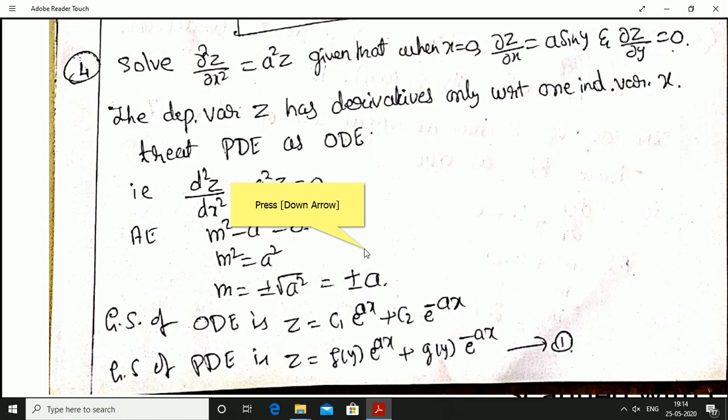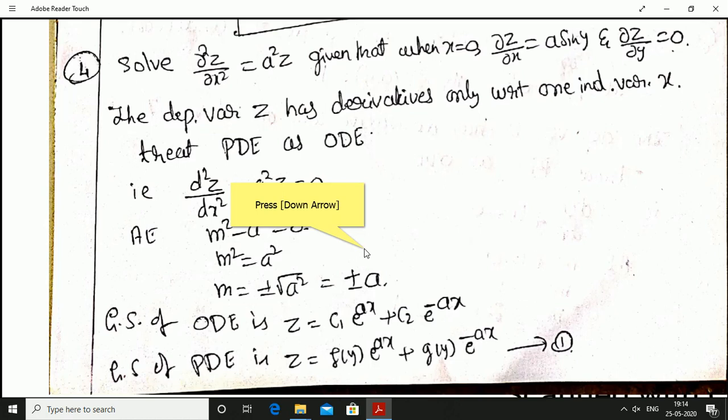Hence the given equation takes the form d square z by dx square minus a square z is equal to 0. Again the auxiliary equation is m square minus a square is equal to 0, m square is equal to a square, m is equal to plus or minus a. Again the roots are real and distinct. Hence the general solution of the ODE is z is equal to c1 e power ax plus c2 e power minus ax. The general solution of the PDE is z is equal to f of y into e power ax plus g of y into e power minus ax. Call it as equation 1.